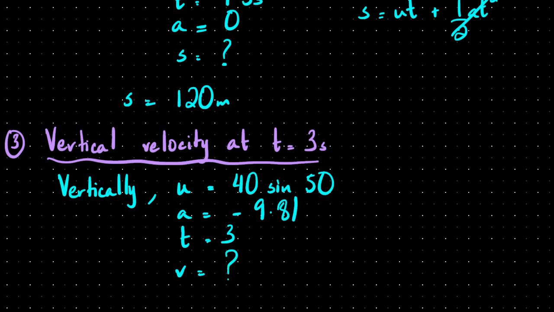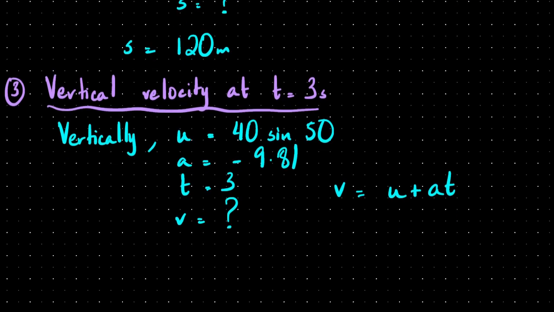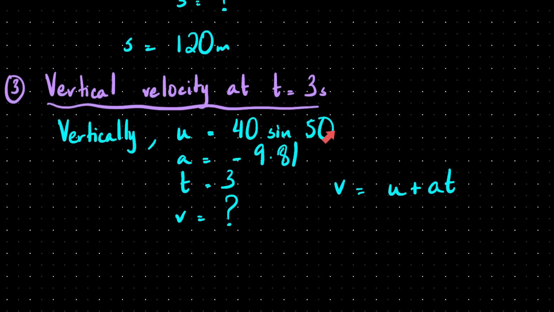find v. So now again you only need to decide which equation of motion to use, which one involves all of these. So that's the first and the most basic one, which is v equals u plus at, right? So you just substitute all your values. This is u, this is a, this is t. So then the answer for v that we get is 1.211, or just to 2SF 1.2 meters per second.